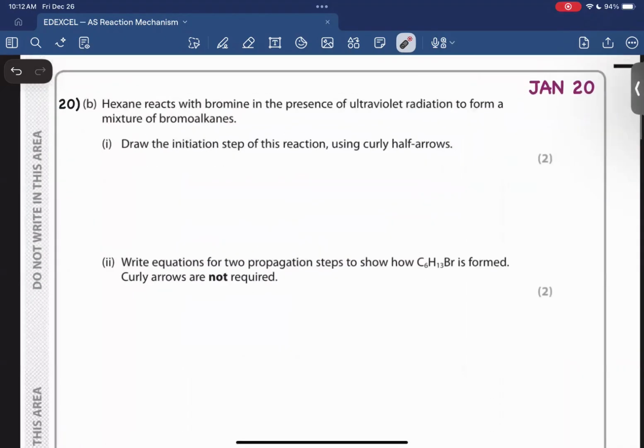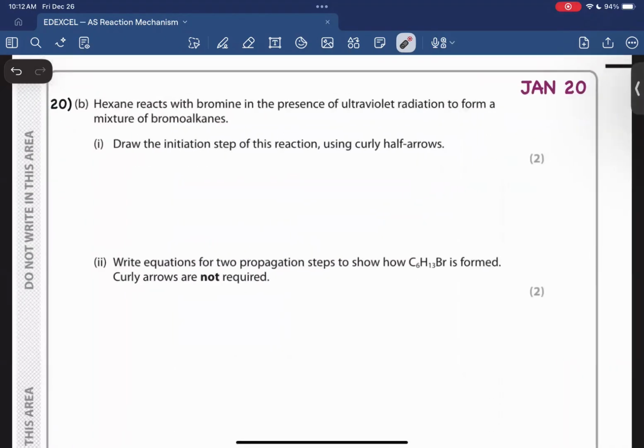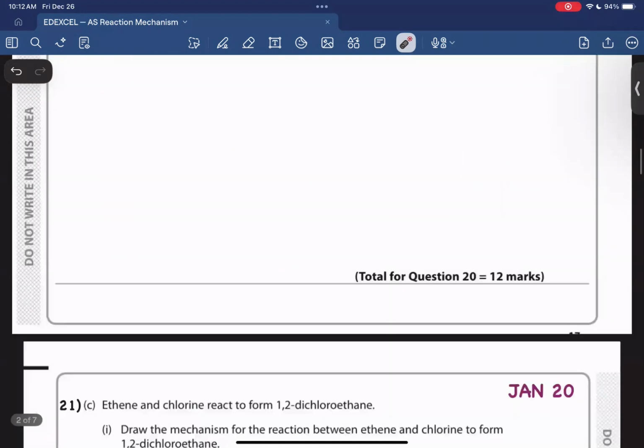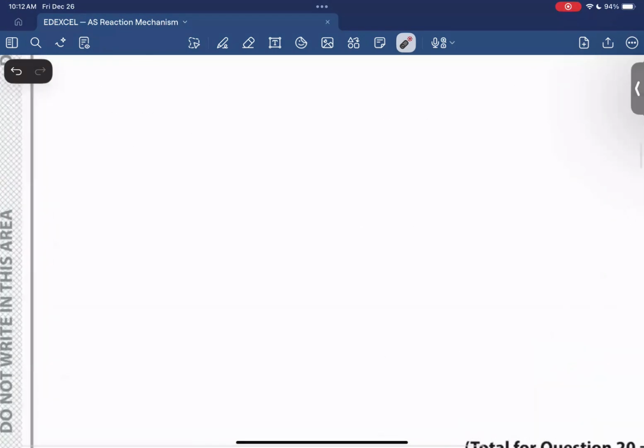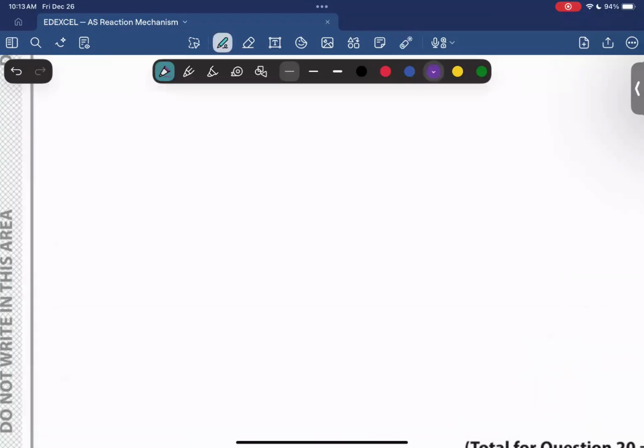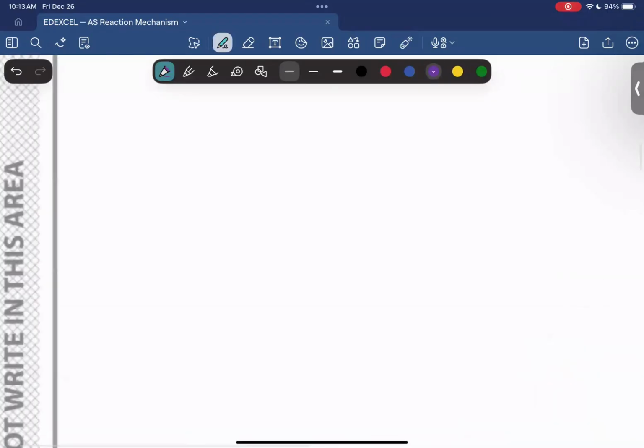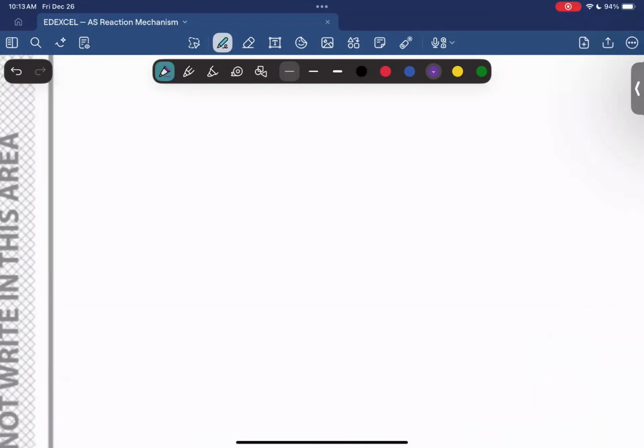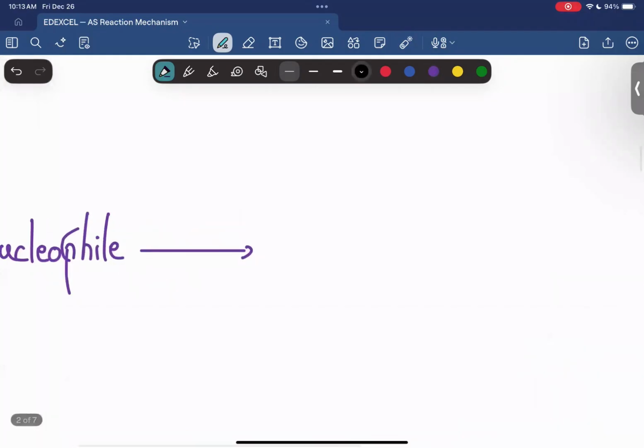Okay, so first of all, even before starting the mechanism, we basically need to know about some terms. So let's first fix those terms. First of all, what you have to know about is a species that we refer to as a nucleophile. Now, what basically are these? In short, you could say that they are basically nucleus seeking.